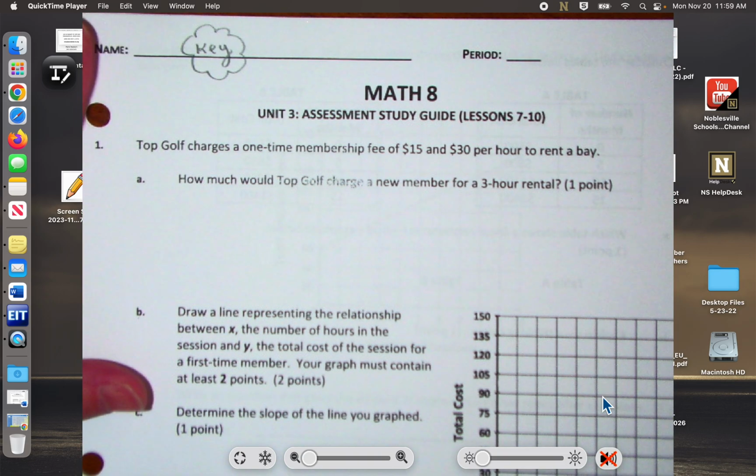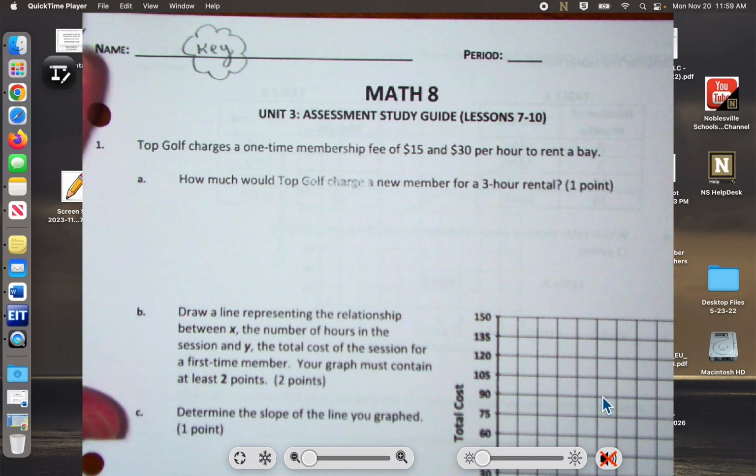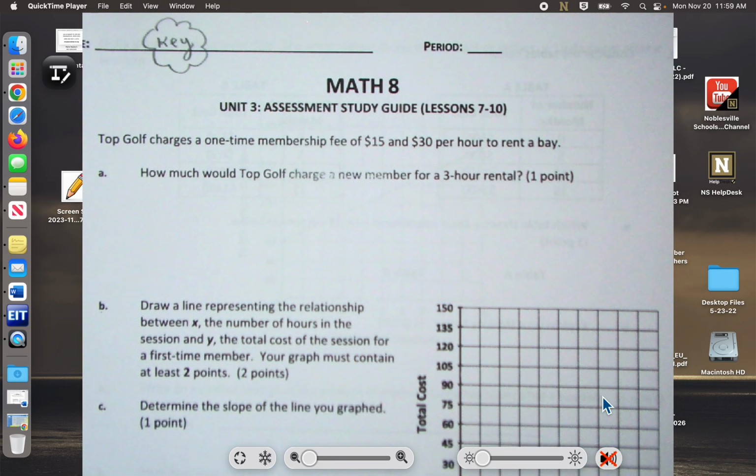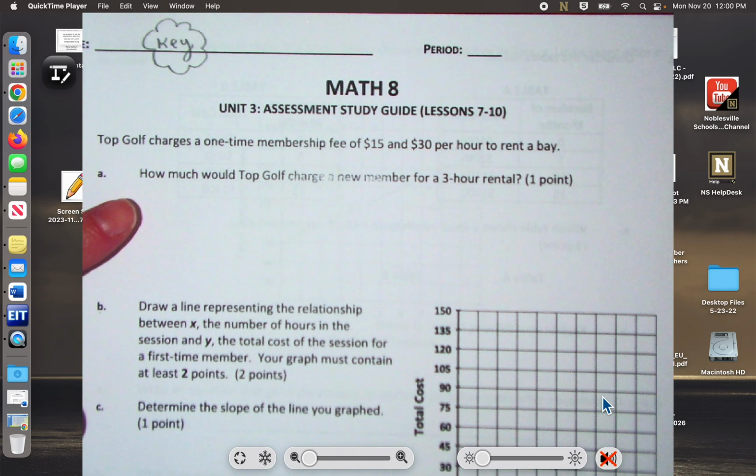Optimal view. We have Topgolf here, and they charge a one-time membership fee for $15 and $30 per hour to rent a bay. If you've ever been to Topgolf, it's kind of like bowling but with golf, right? Where you just kind of hit the golf ball out into that abyss and hope you get points, right? You get a bay, kind of like a lane for bowling. How much would Topgolf charge a new member for a 3-hour rental?